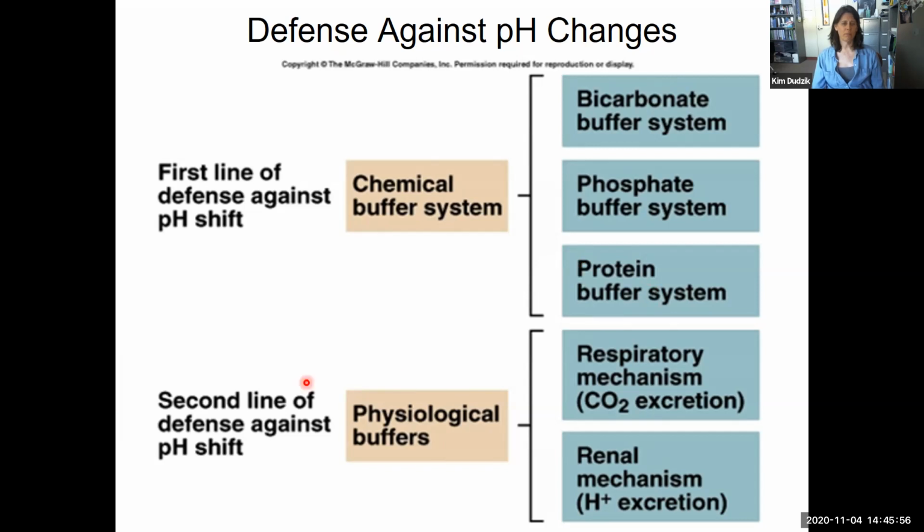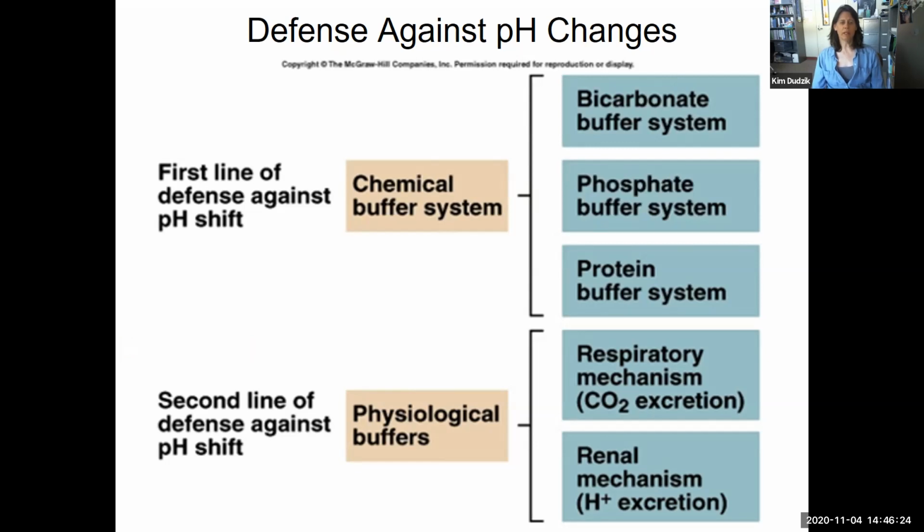Okay, protein buffer system. This mainly occurs in our intracellular fluid in the ICF. So proteins, remember there's proteins inside of our cells, and they contain both acidic and basic groups that can give up or take up hydrogen as needed. So within the cells, they have this automatic buffer system. Okay, and then the phosphate buffer system.